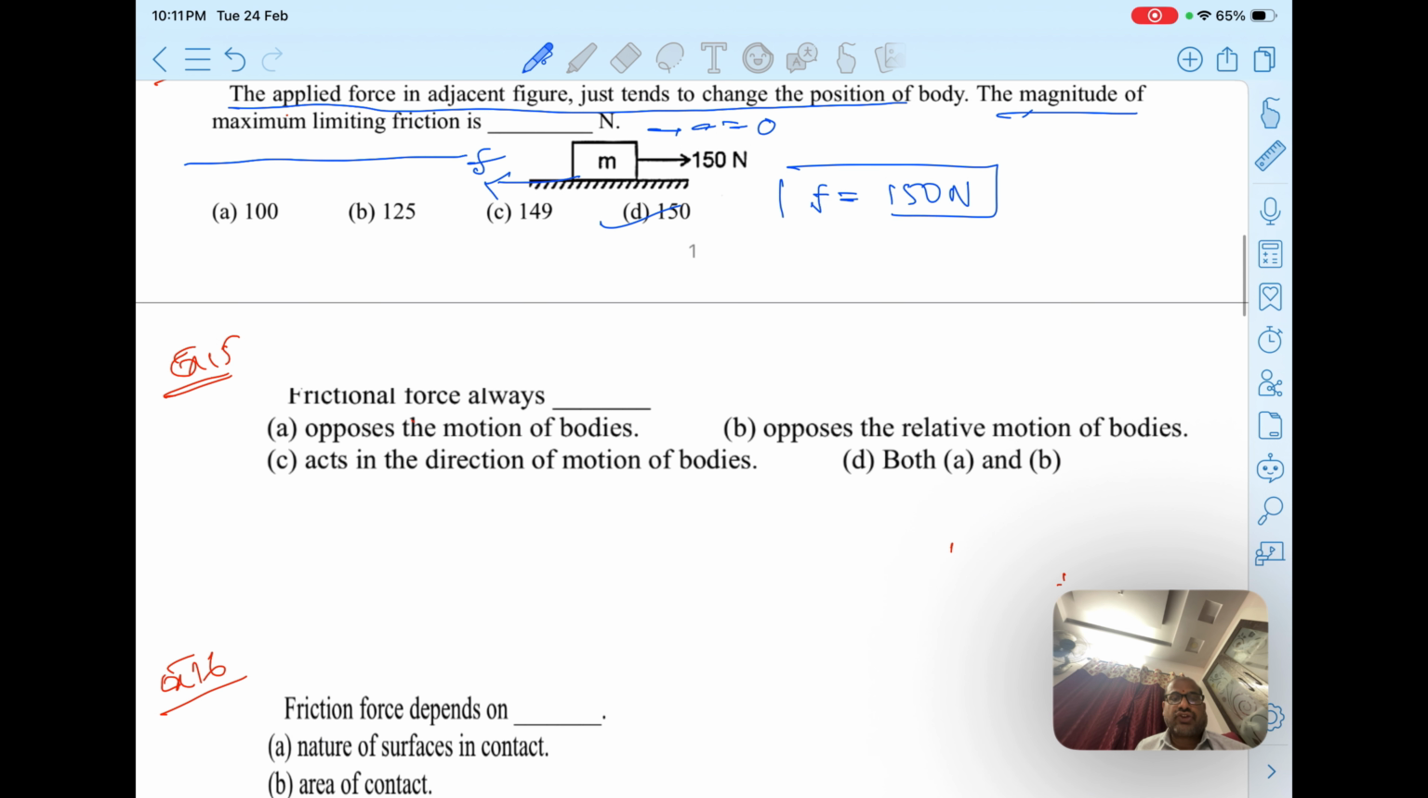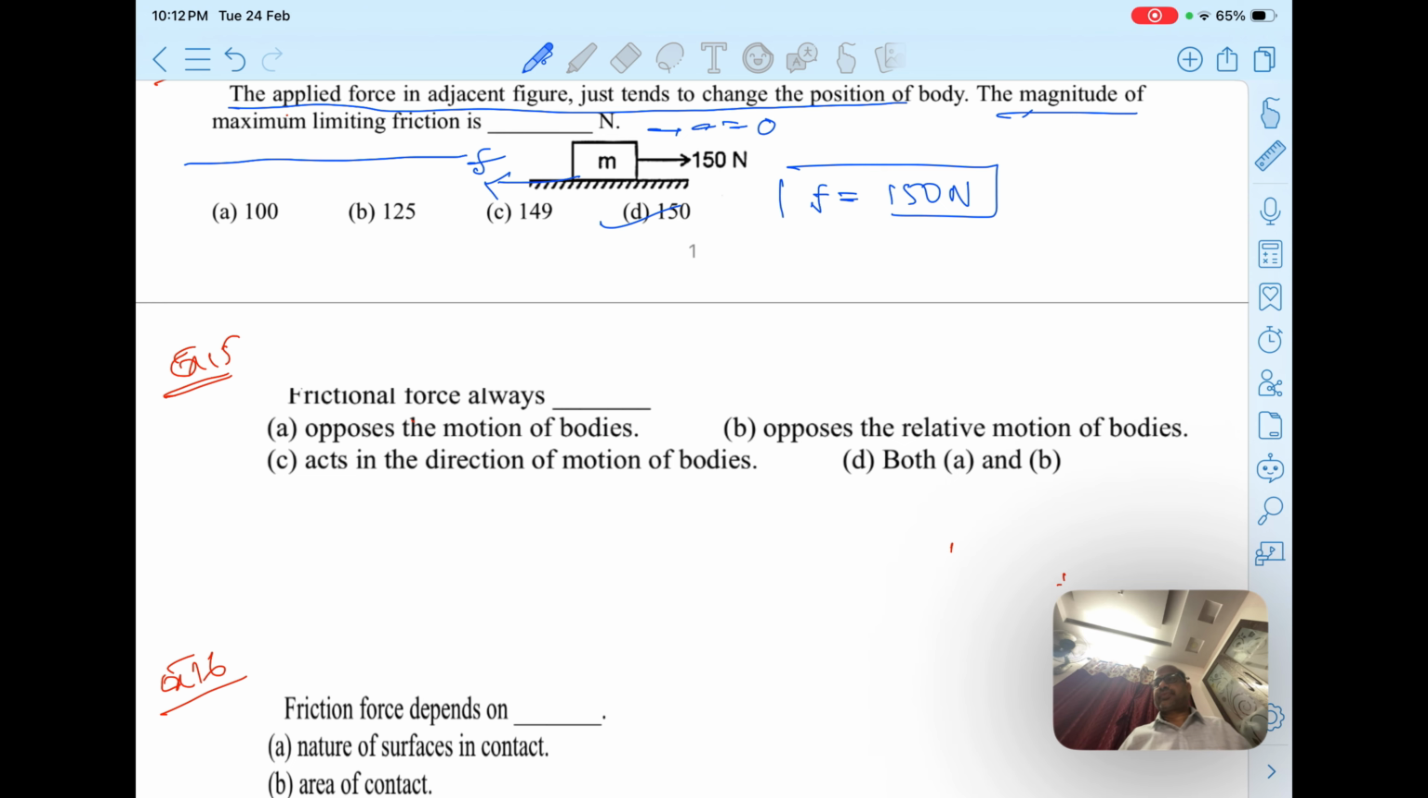Very important point. It opposes the motion of bodies, opposes the relative motion of bodies, or acts in the direction of motion of bodies. Both A and B is what it's saying. So already we have discussed the definition of friction. Friction opposes relative motion of the body. Does friction always oppose the motion? No, sometimes it supports also. How do you understand it supports?